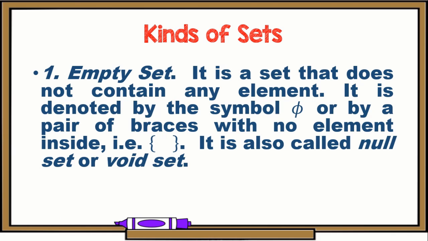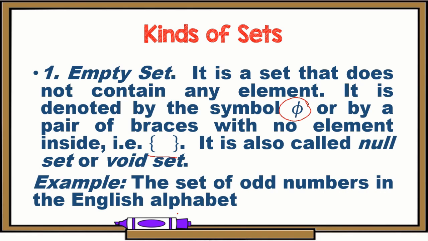First, we have what we call the empty set. It is a set that does not contain any element. It is denoted by the symbol or by the pair of braces with no element inside. This one. It is also called the null set or void set.